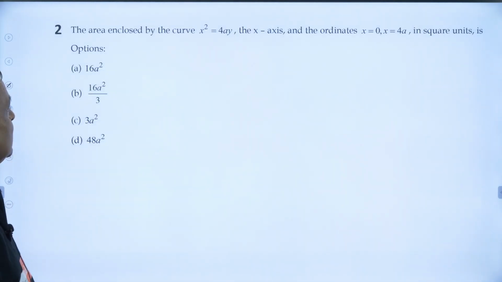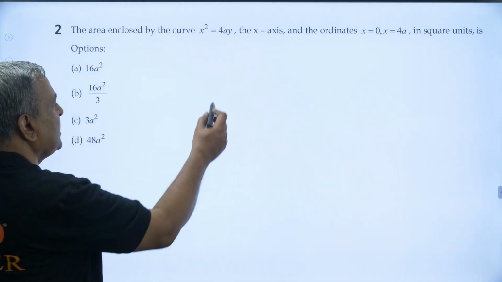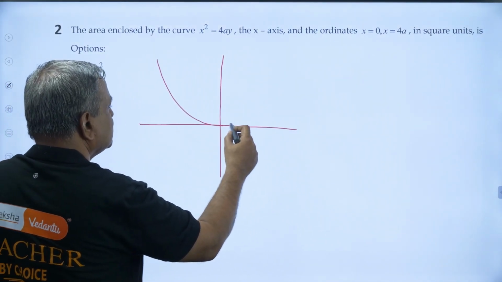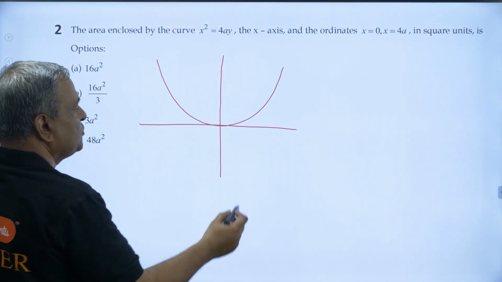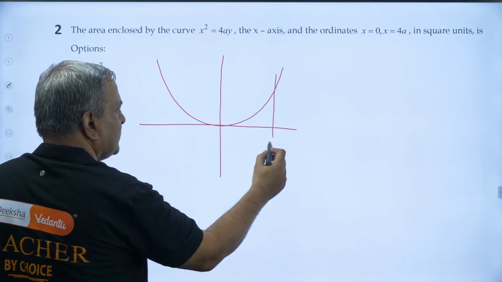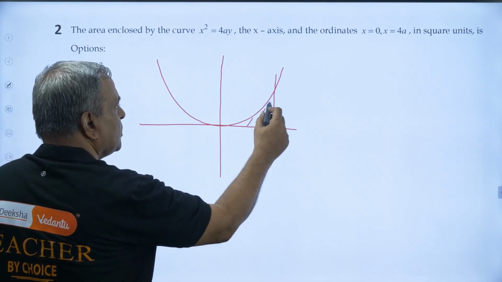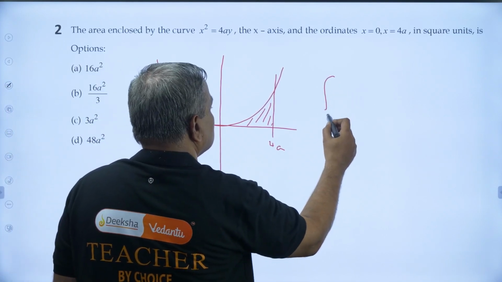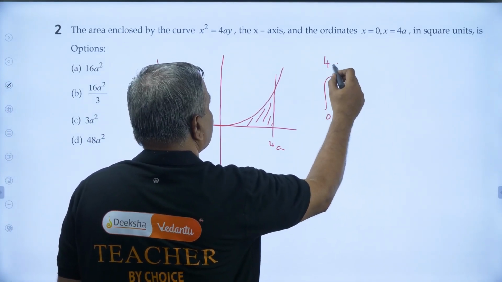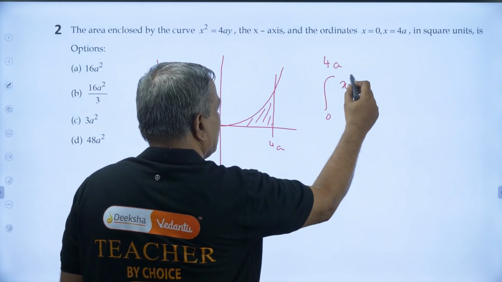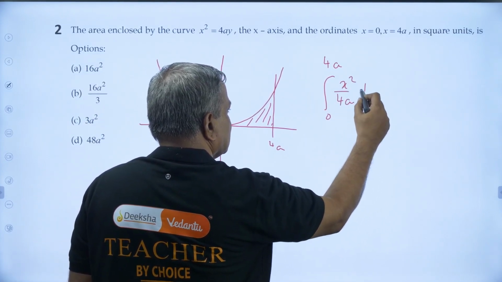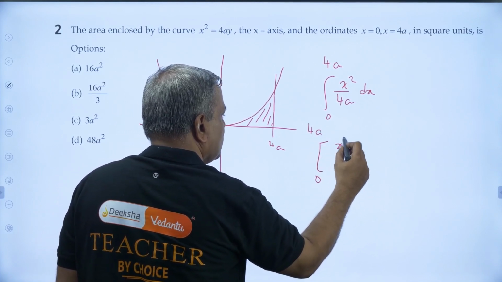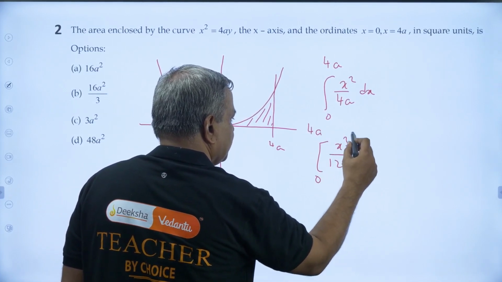Next. Area enclosed by x square equal to 4ay. The graph is symmetric about the y-axis. The graph will be like this, with x-axis, x equal to 0 and x equal to 4a. This is 4a. So this is the area you require. Clear? So integral 0 to 4a of y dx means x square by 4a dx. So this will give you, from 0 to 4a, x cube by 12a.